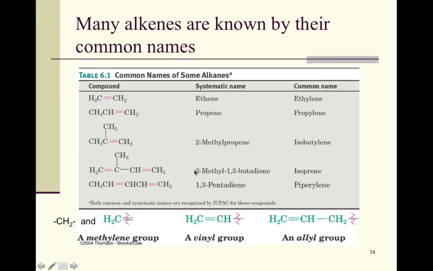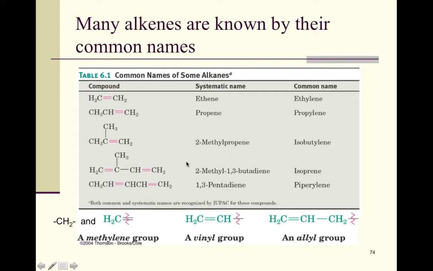This 2-carbon thing, 2-methyl-1,3-butadiene, is known as isoprene. And 1,3-pentadiene, it is piperylene. So which ones do I need you to know? Go ahead and know the first two, ethylene and propylene. Know those common names. Your textbook uses them a lot. For everything else on this chart, I want you to go ahead and know their systematic name or their IUPAC name.